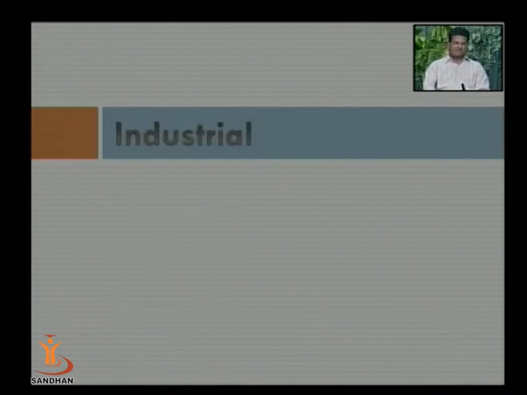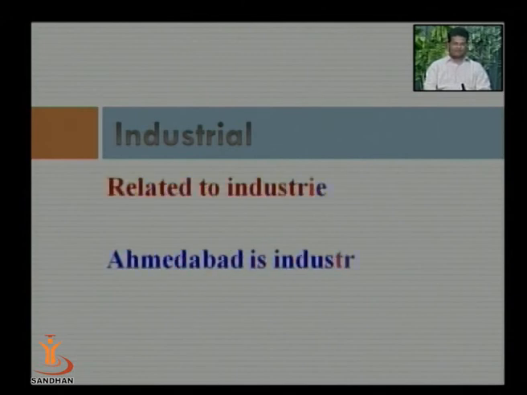Now, industrial, another pair, first word of the next pair, industrial. Very familiar word. All of the people use it, even common people. Common means illiterate people. They also know industrial. They also talk sometime about industrial development. Related to industries. Industrial means it is related to industries.